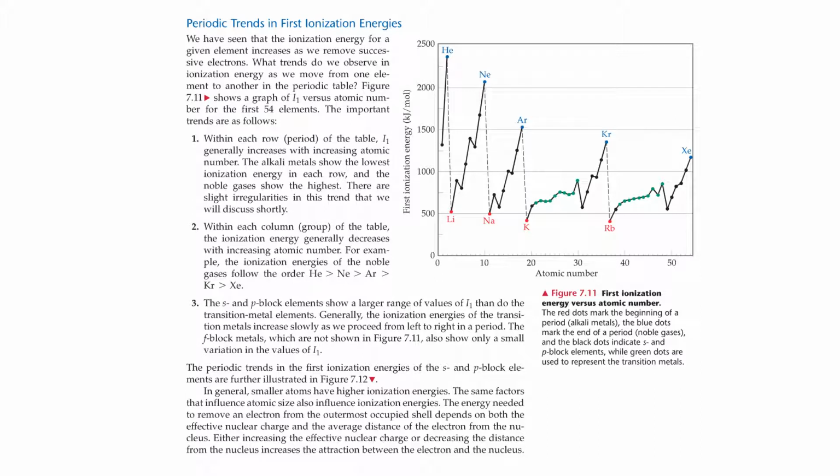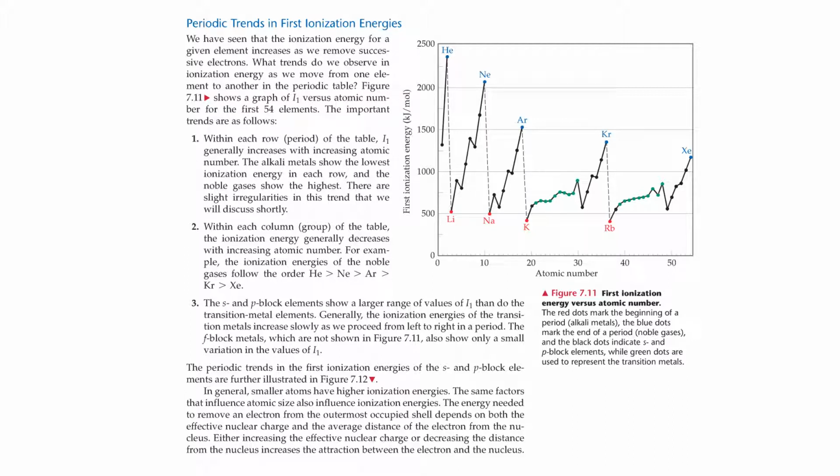Periodic trends in the first ionization energies. We have seen that the ionization energy for a given element increases as we remove successive electrons. What trends do we observe in ionization energies as we move from one element to another in the periodic table? Figure 7.11 shows a graph of I1 versus atomic number for the first 54 elements. The important trends are as follows.